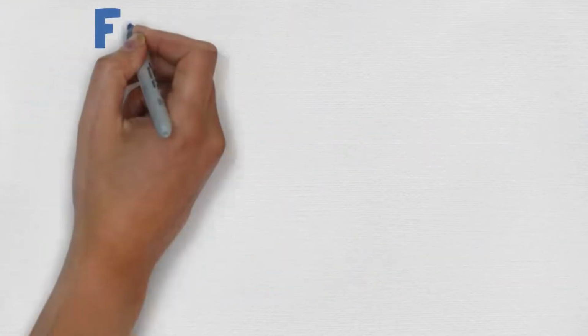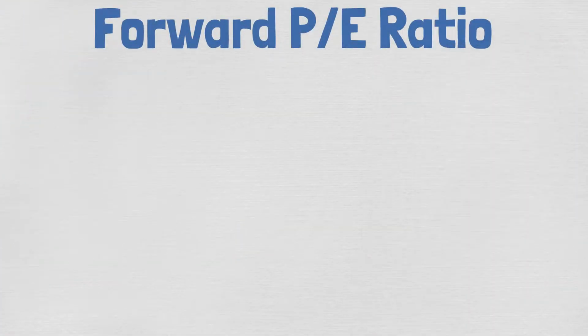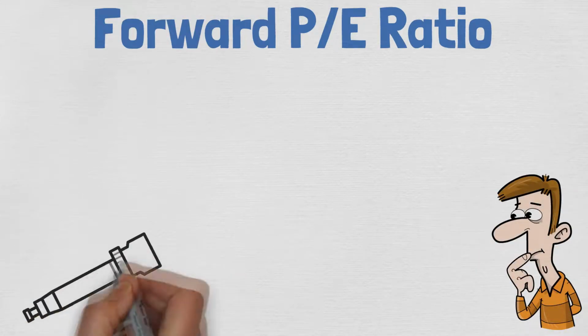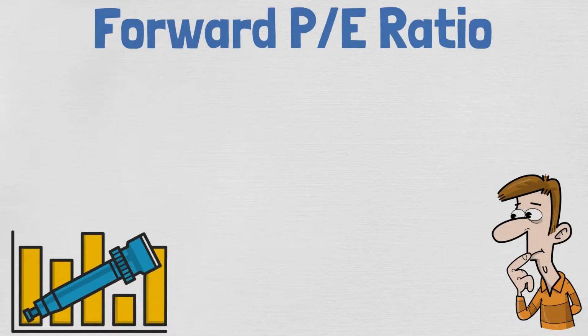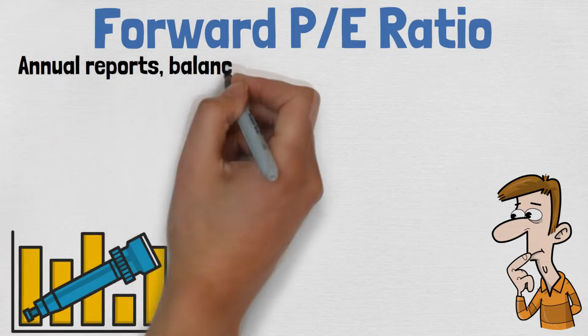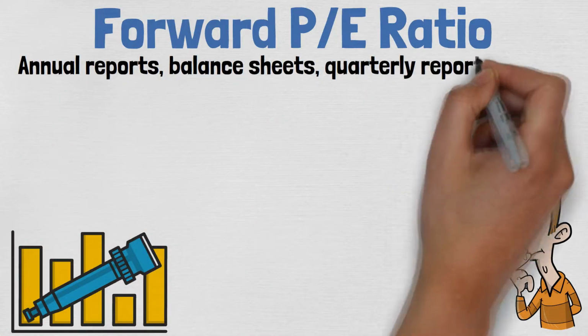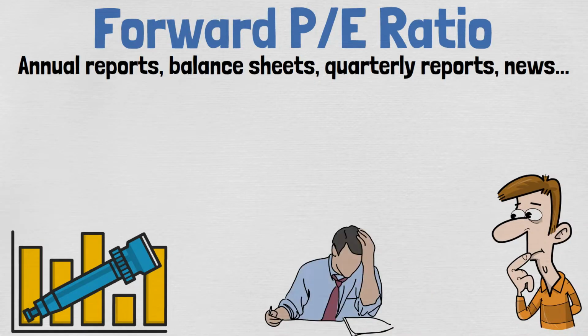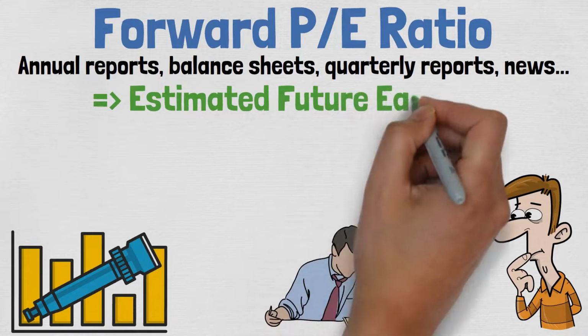For the forward PE ratio, you have to estimate the future earnings of the company. This isn't a very easy thing to do, and it requires a lot of studying the company. You can do this by reading things like annual reports, balance sheets, quarterly reports, news, and billions of other things. But after you have deeply studied all the available information, you can come up with the estimated future earnings.